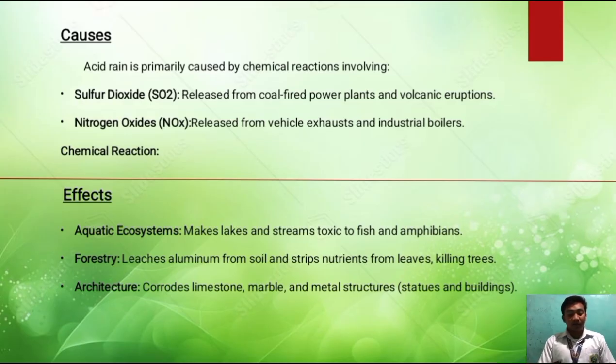Factories and vehicles release gases like sulfur dioxide and nitrogen oxide into the air. These gases rise up and mix with water vapor, oxygen, and other chemicals in the clouds. Through chemical reactions, they turn into weak sulfuric acid and nitric acid. When it rains, these acids fall back to the ground with the water.